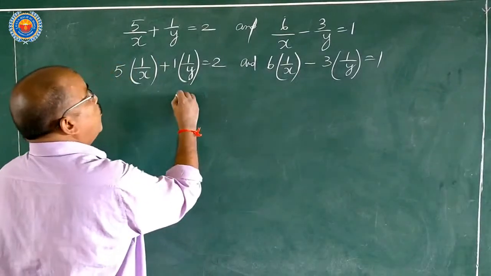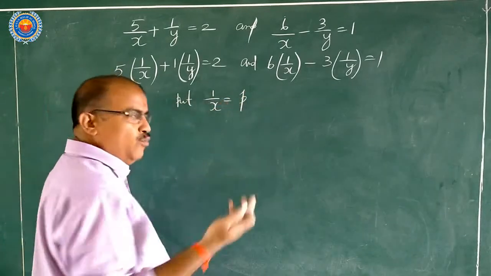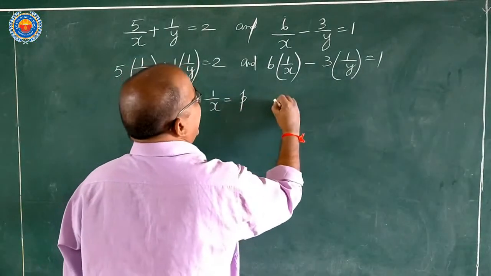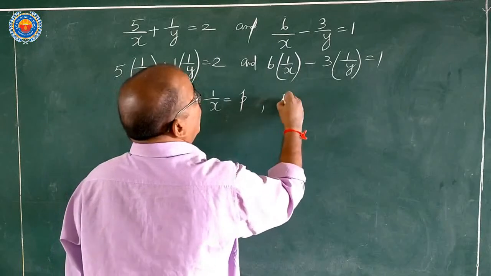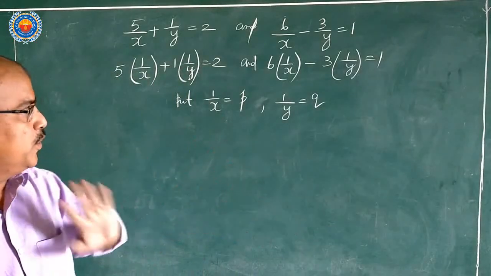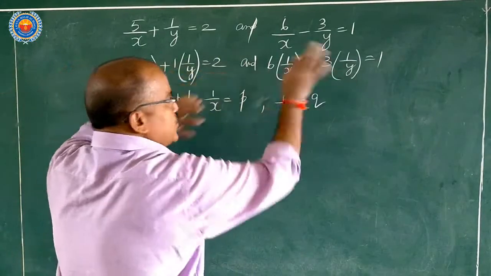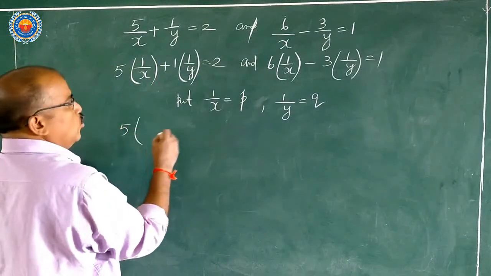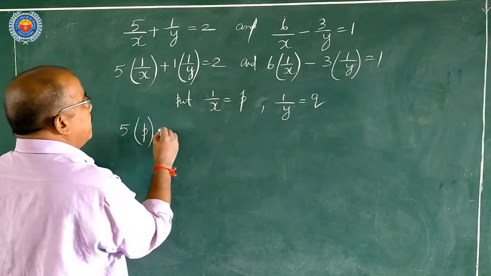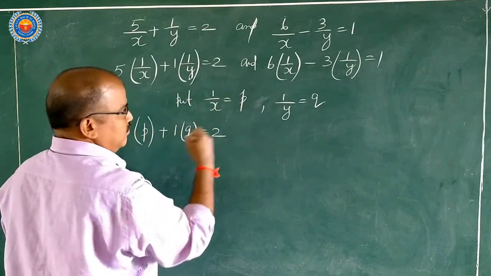Now, substitute 1 by x is equal to p. Whatever you want to keep: p, q, u, v, m, n. So 1 by x is equal to p, and 1 by y is equal to q. Substitute in both equations, equation 1 and equation 2 also. So 5 into 1 by x, instead of 1 by x I am writing p: 5p plus 1 into 1 by y, which is nothing but q, is equal to 2.